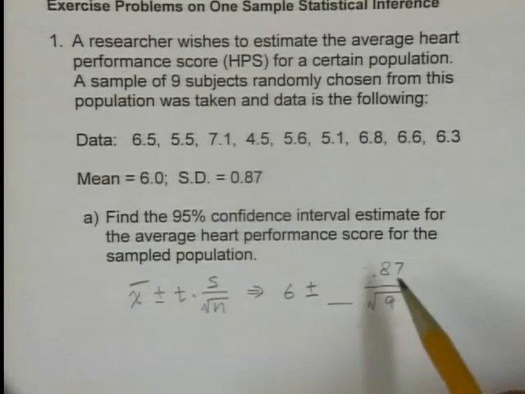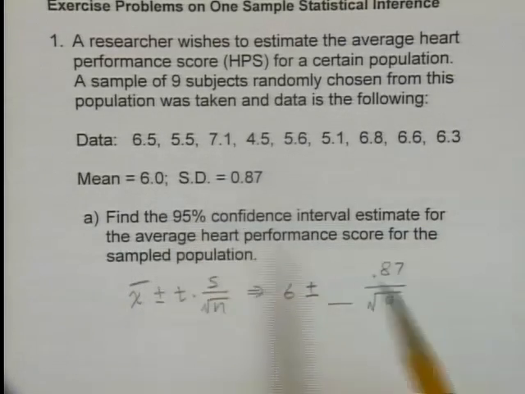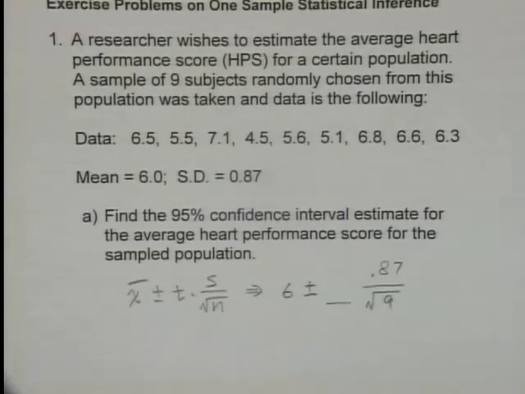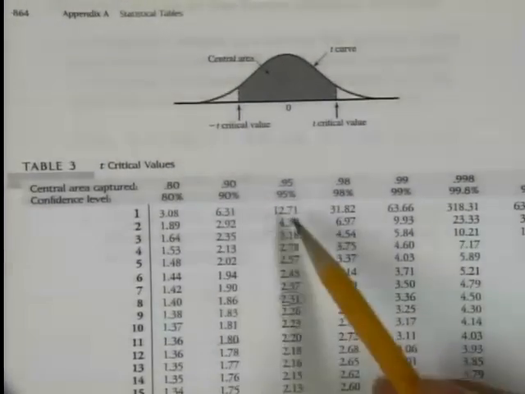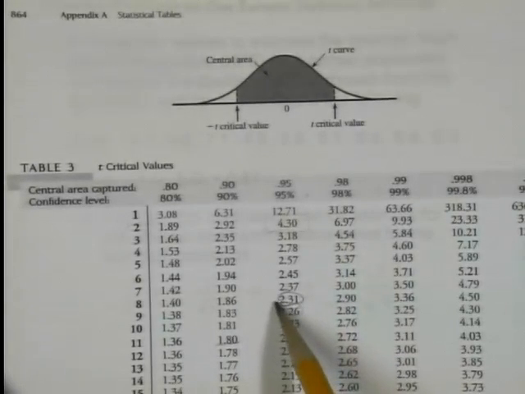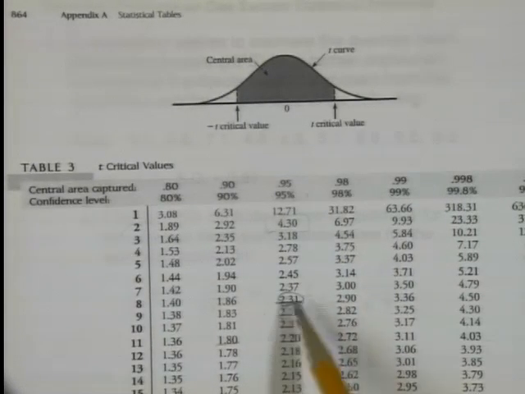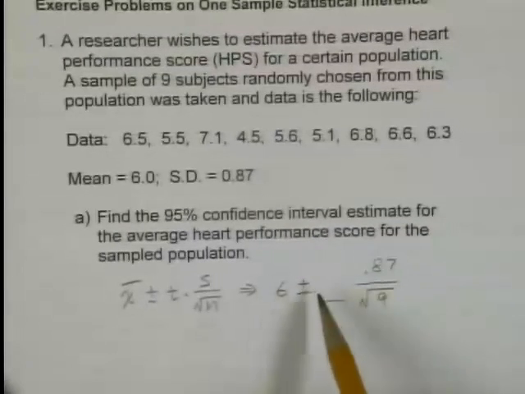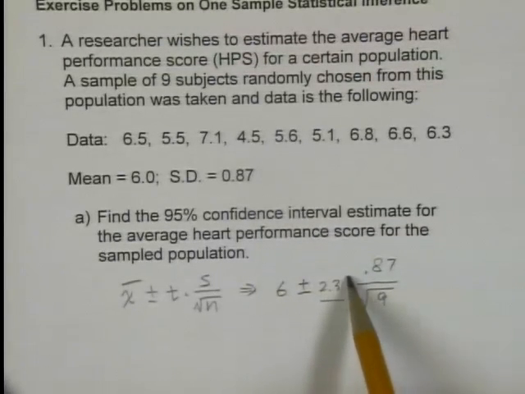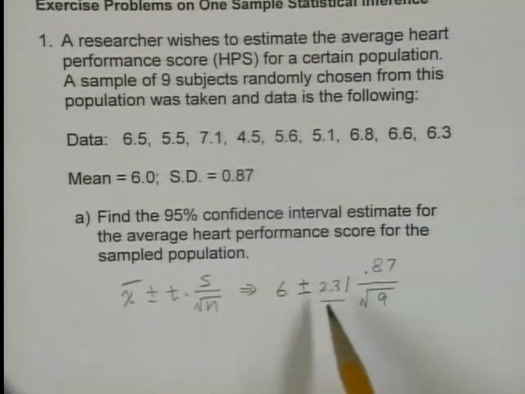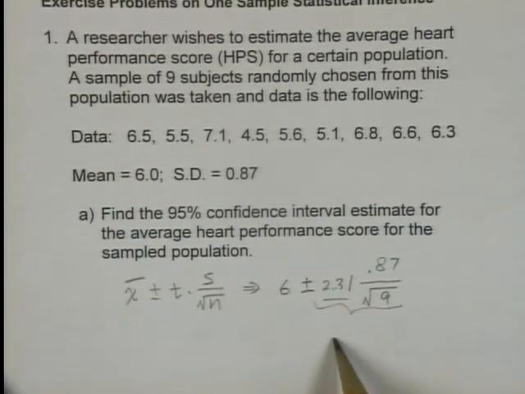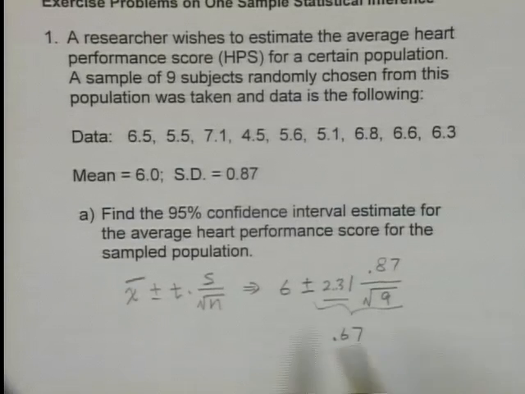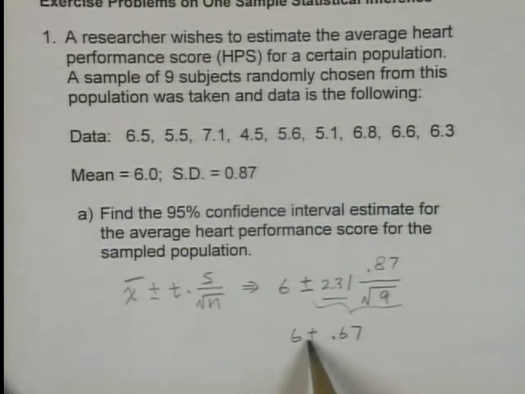So what is that t-score? For 95% and degrees of freedom 8, you go to that t-table from the ebook, right? It is actually 2.31, from that web assigned book. So 2.31, and you're almost done. This part here is the margin of error, okay? This part is about 0.67, right? So you have 6 plus or minus 0.67, and that's your confidence interval.